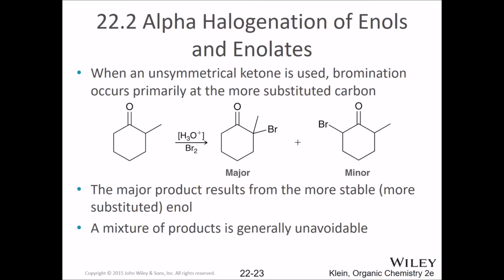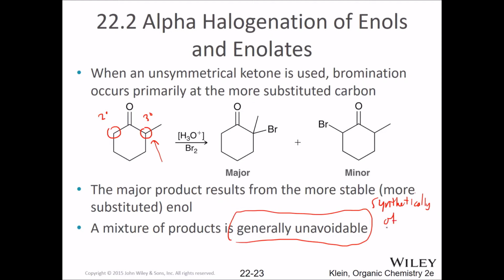Okay, now when an unsymmetrical ketone is used, bromination occurs primarily at the more substituted alpha carbon, right? So right here I've got a tertiary, and here this alpha is a secondary, right? And so this is the one that's more likely to happen. All right, the major product results from the more stable or more substituted enol, and a mixture of products is generally unavoidable. So what does this mean? Synthetically of low value. Okay.